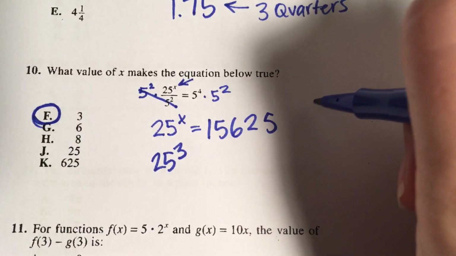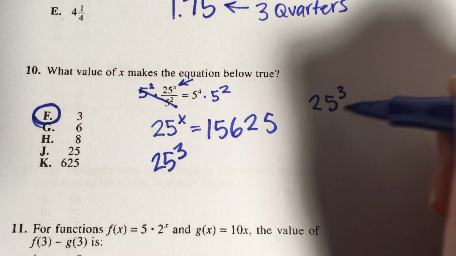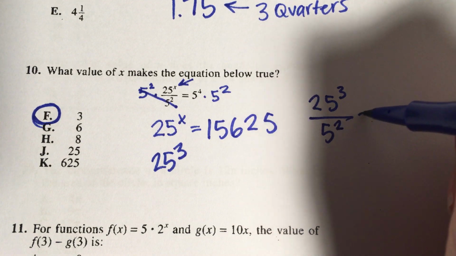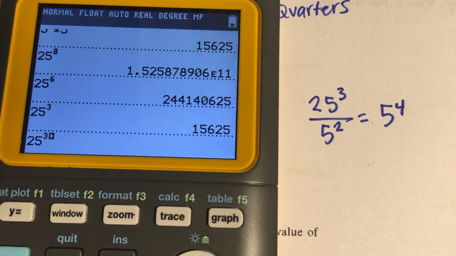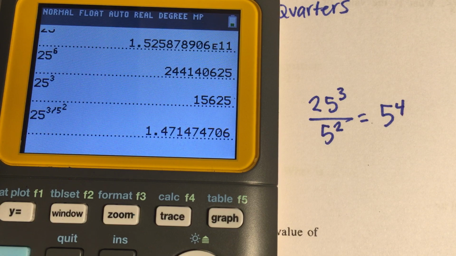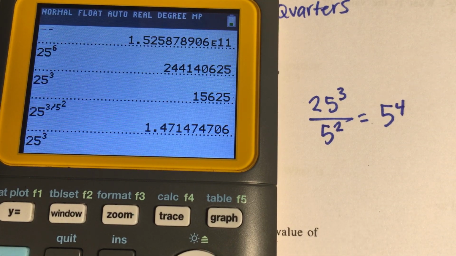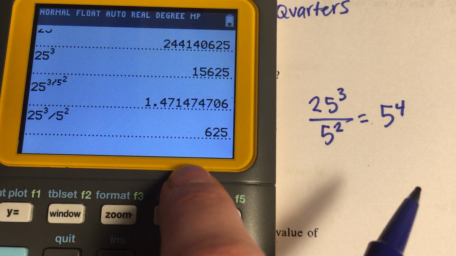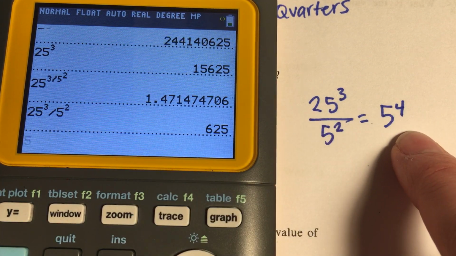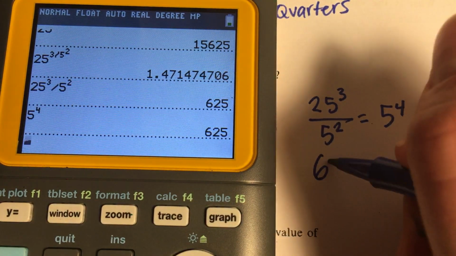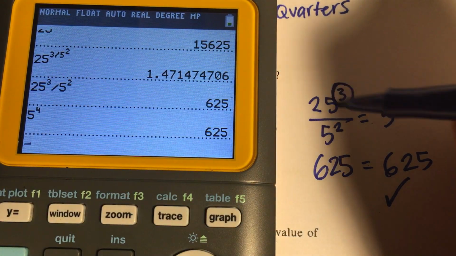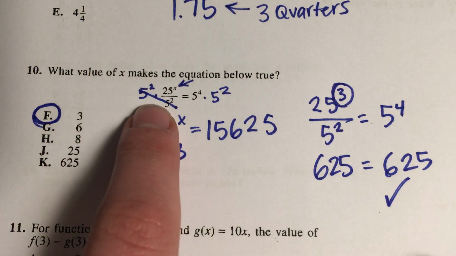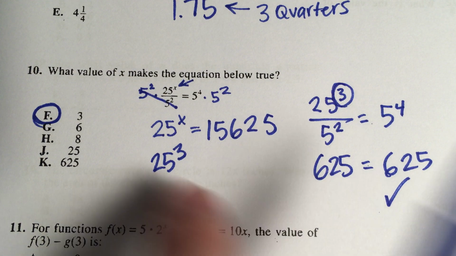Another way you could have done it is just like guess and check all the way through. So like put a 3 here, divide it by 5 squared equals 5 to the 4th, and just guess and check your way through here. So you could have done like 25 to the power of 3 divided by 5 squared. Oh, 25 to the power of 3, divided by 5 squared. And that would have been 625, but then you would have to check 5 to the power of 4 is also 625, so that since these are the same, you know that is the correct number to put in there. It's probably easier to get this to be a little bit smaller before you do that. So the answer is F.